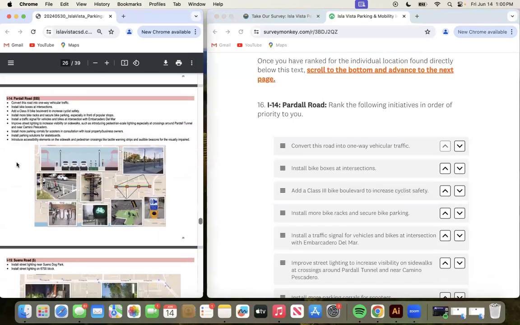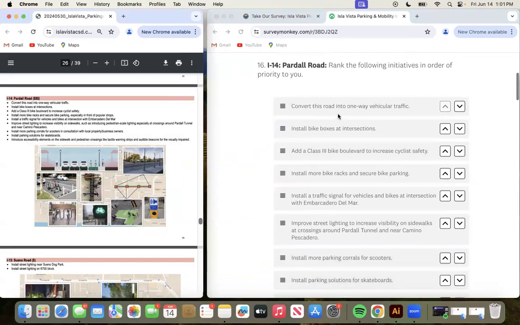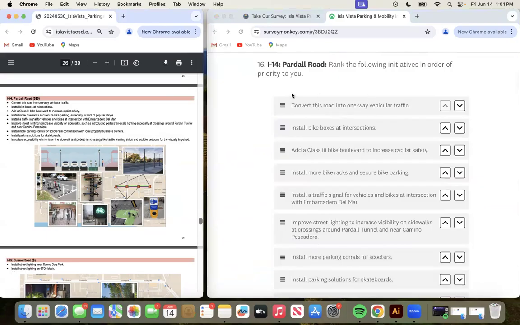which is right here. And now what we are asking you to do is to rank the following initiatives in order of priority to you. So we have a list of initiatives as answer choices, which you can find in the packet here. And the reason it's helpful to have this packet up with you is not only do you have the map to remind you of what the location looks like, but we also have some photos that give you examples of each of the initiatives. So for example, one of the initiatives is to install bike boxes at intersections on Pardal.